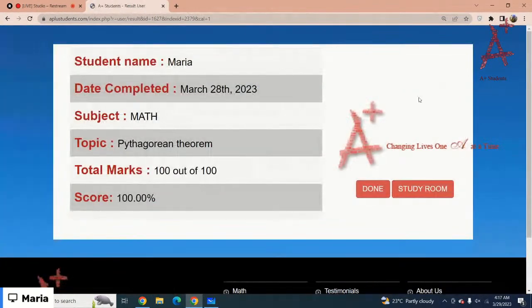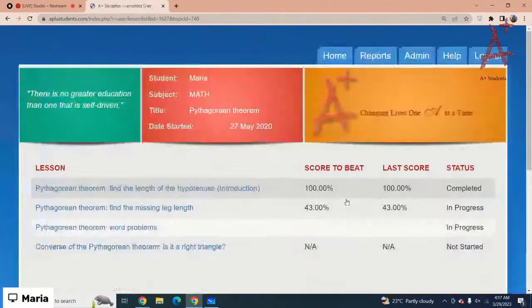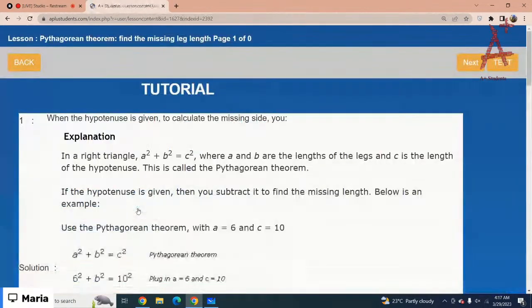Okay, we are done with the lesson. Let's just move on to the next lesson. And the next lesson is Pythagorean theorem. Find the missing leg length. When the hypotenuse is given, how do we calculate the missing side? Now you have the case where you are given the hypotenuse, but one of the other two sides is missing. How do we solve? We have to use the Pythagorean theorem again.